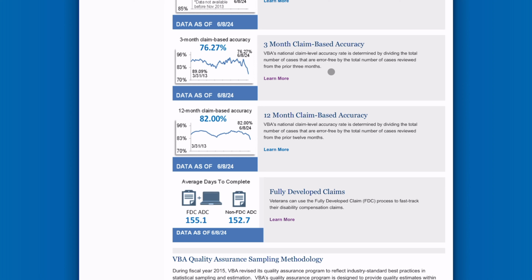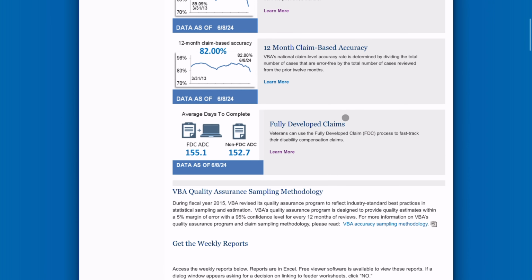The 3-month claim-based accuracy is interesting. It's determined by dividing the total number of cases that are error-free by the total number of cases that were reviewed from the prior 3 months. So how many are error-free divided by the number of cases totally reviewed from the prior 3 months? And that says 76%. And that's an interesting little statistic. I don't know that it means much to me. Then they've got a 12-month for that as well.